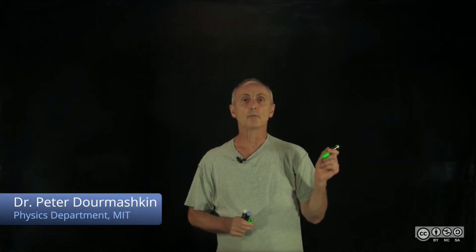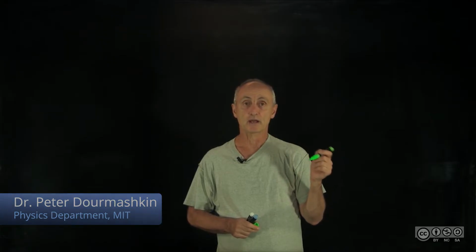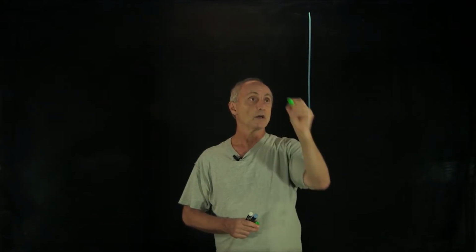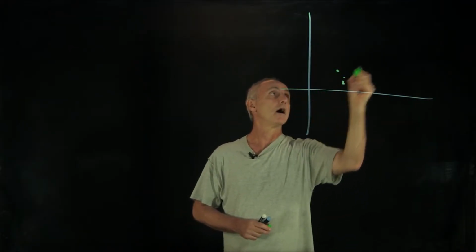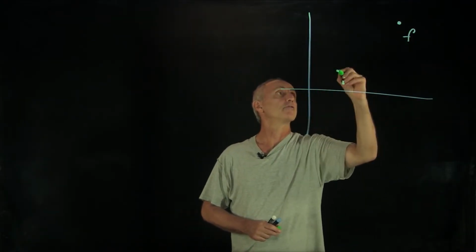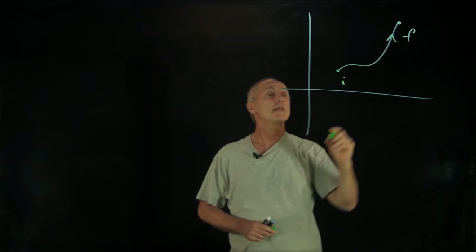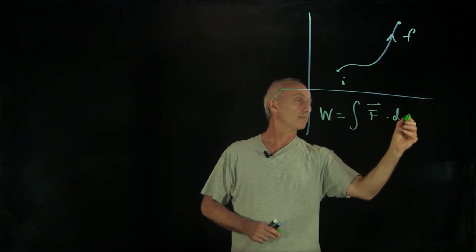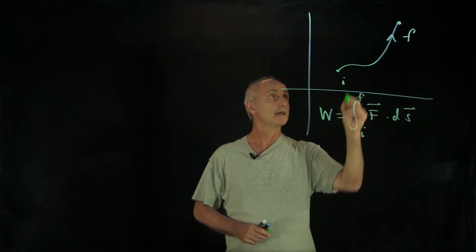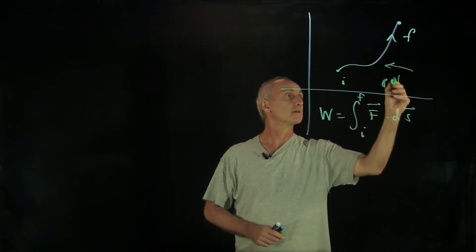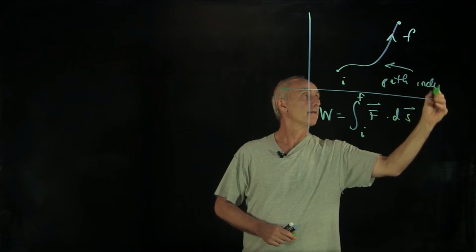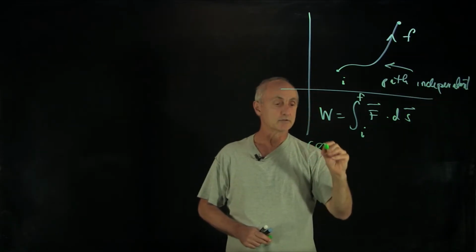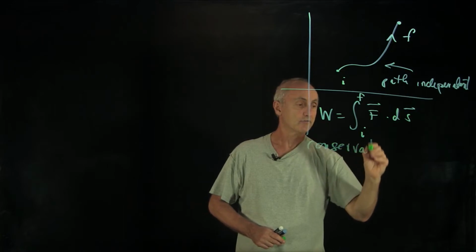We considered the work done by a gravitational force, which was path independent. Now let's generalize that to any force between 2 points, I and F. If the work done in going from the initial point to the final point is path independent, then we call this force a conservative force.